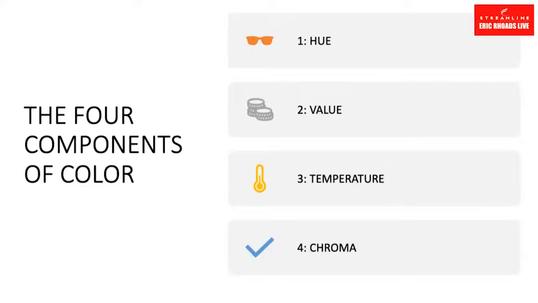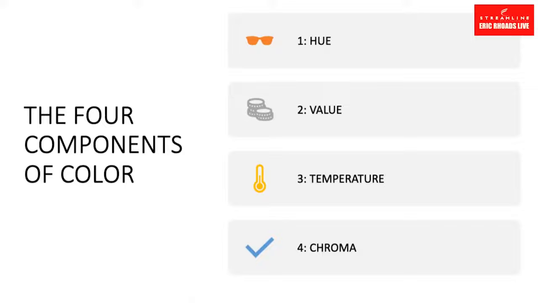When I think about color, I consider that it has four components: hue, value, temperature, and chroma. That's the hierarchy that I use when I am mixing color. I first consider the hue, then the values, then the temperature, and then chroma.